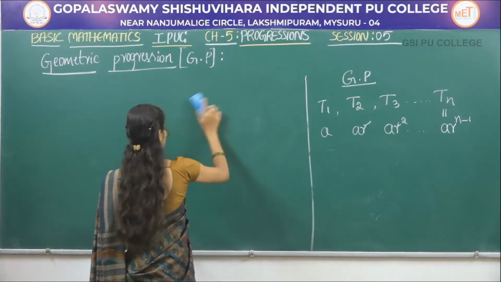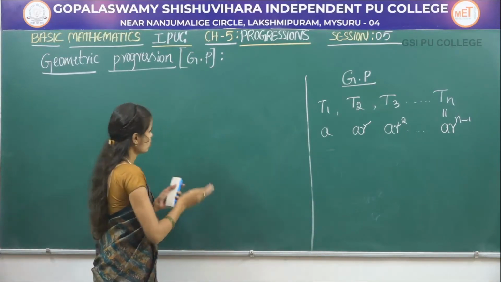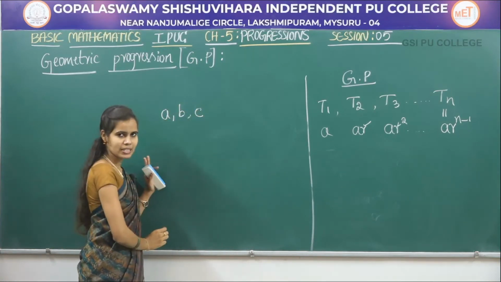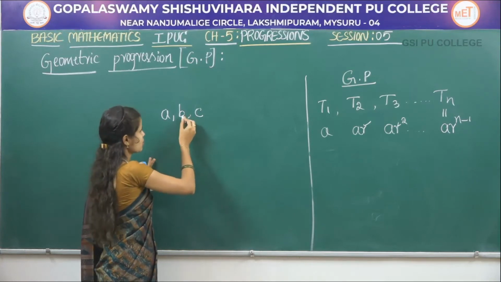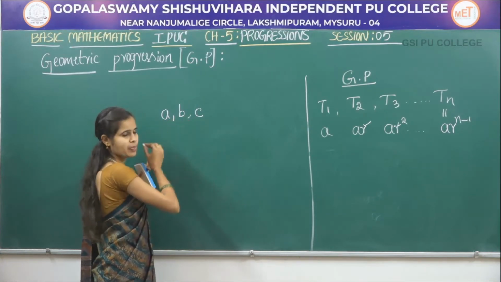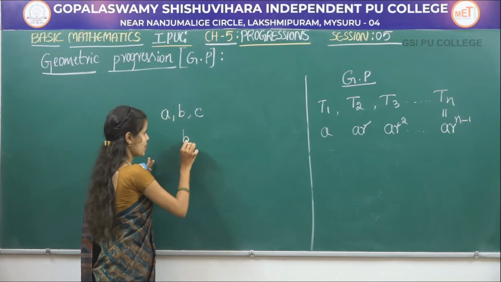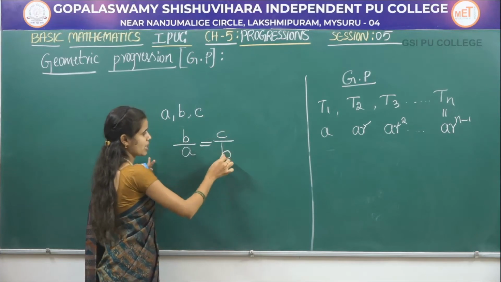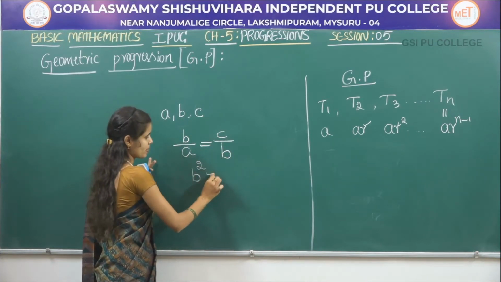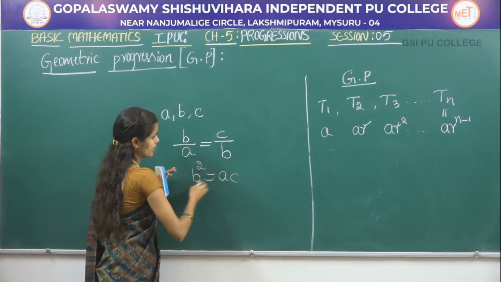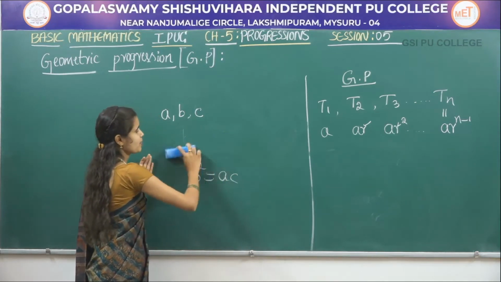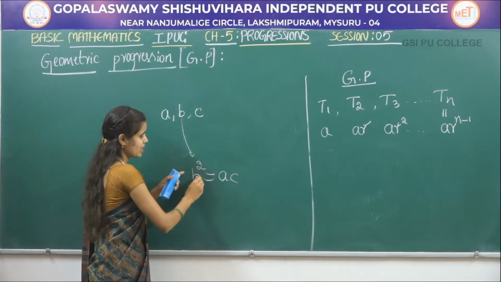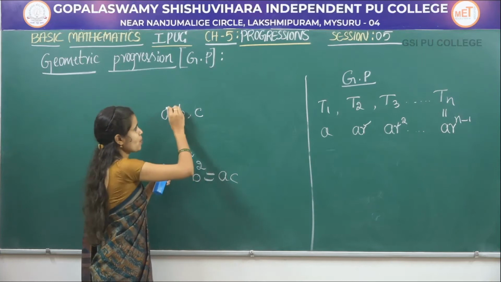Next, suppose three terms A, B, C are in GP. We know that the ratio of any term and its previous term is constant. So B by A is equal to C by B. Cross multiplying, B into B, B square is equal to A into C. So if three terms A, B, C are in GP, then the square of the middle term is equal to the product of the first and last terms.